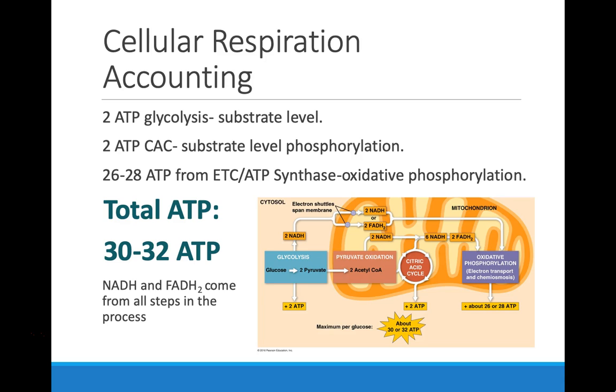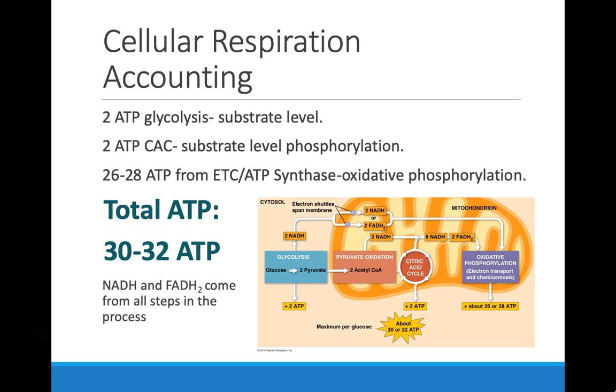So overall summary of cellular respiration. We get 2 ATP from glycolysis, 2 from citric acid cycle. Those are both substrate level phosphorylation. And then depending on the book, even our book has contradicting numbers, you get somewhere in the ballpark of 32, 36 ATP. It really depends on how they're doing their accounting.